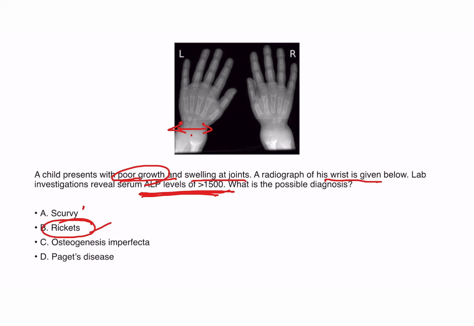And in case of scurvy, you will be seeing the white line. It is not the typical fraying, cupping appearance as in this x-ray. You will see a white line there, Wimberger sign and things like that. That is not seen. So this is not scurvy. Osteogenesis imperfecta, you will see multiple fractures. And Paget's disease is definitely not a child disease, especially not in a child of this age.